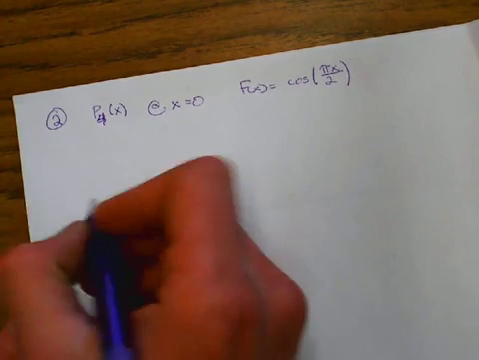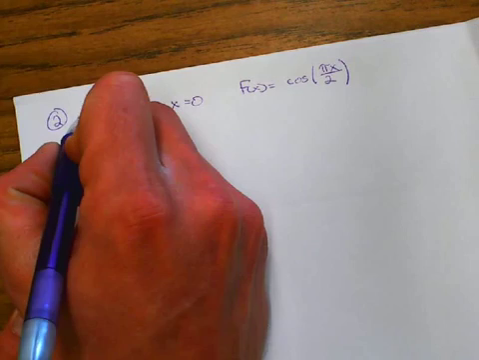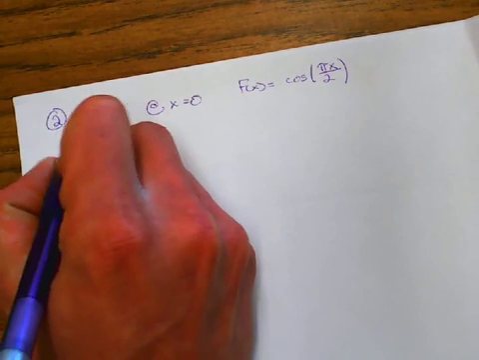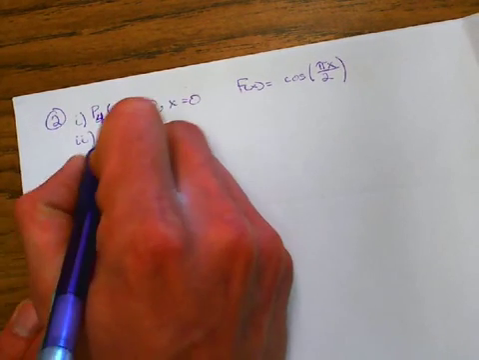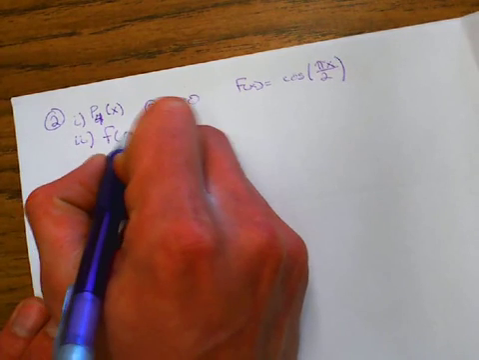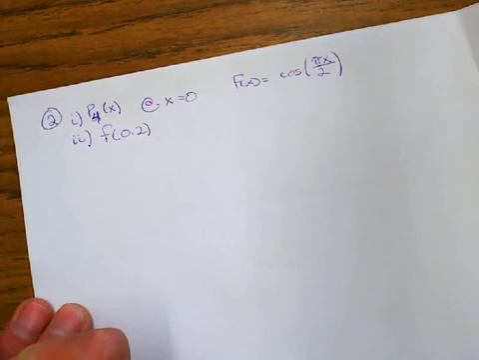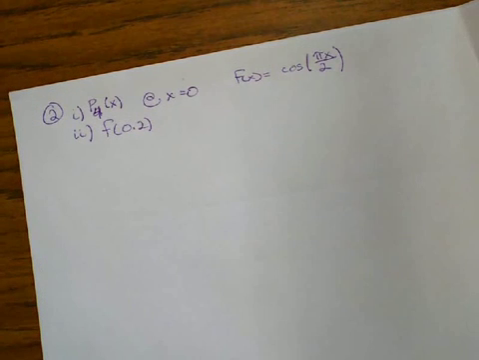So we're going to do part 1, which is to do this. And then part 2 is to find f of 0.2.